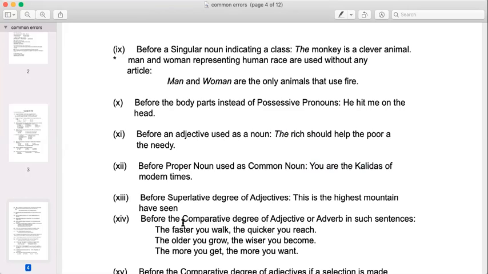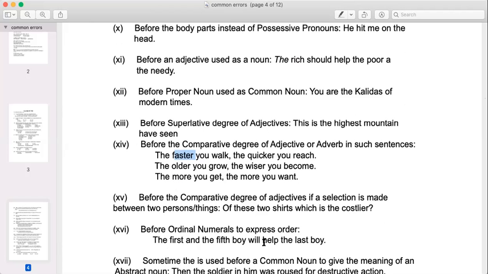Another use is, I hope you all know that adjectives have 3 degrees. The second degree is comparative and the third degree is superlative. Before the comparative degree of adjective or adverb in some particular type of sentences, like the faster you walk, the quicker you reach. So the 3 degrees of the adjective fast are fast, faster and fastest. So faster here is the comparative degree. The older you grow, the wiser you become. Old, older, oldest, wise, wiser, wisest.